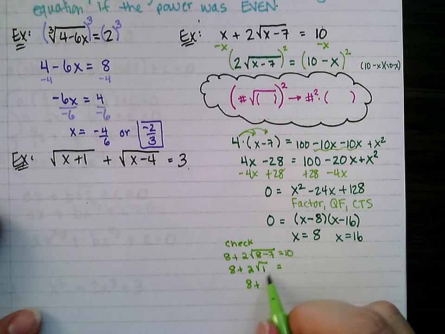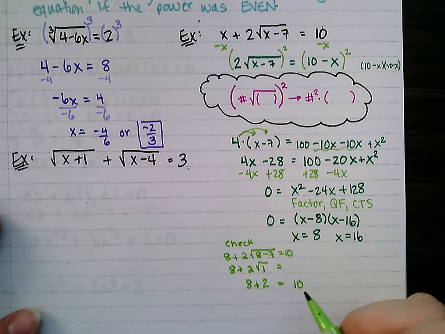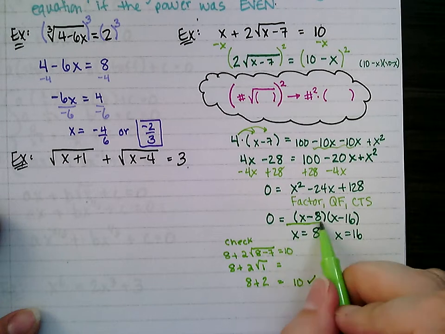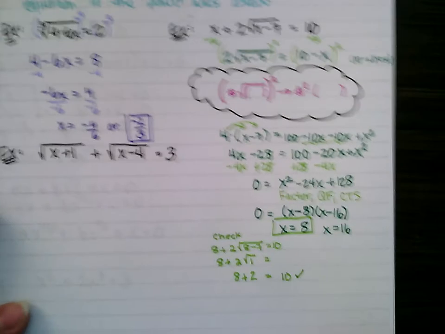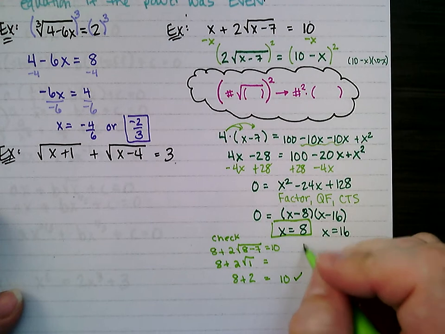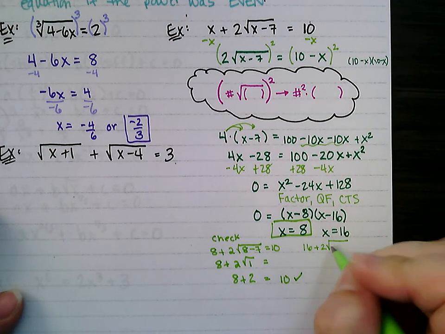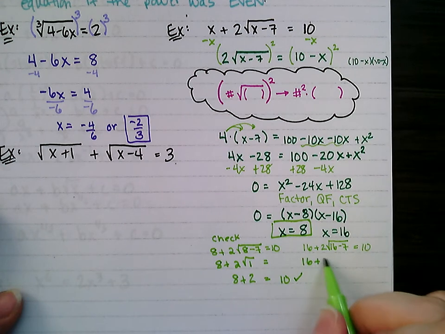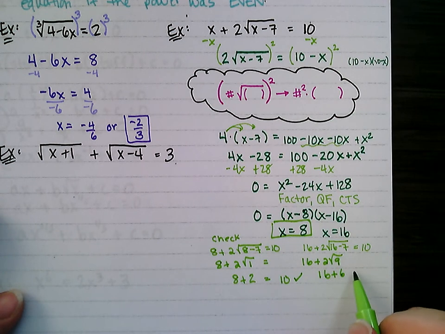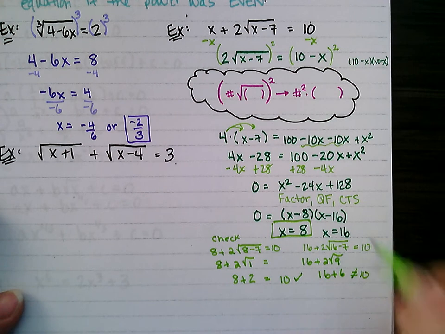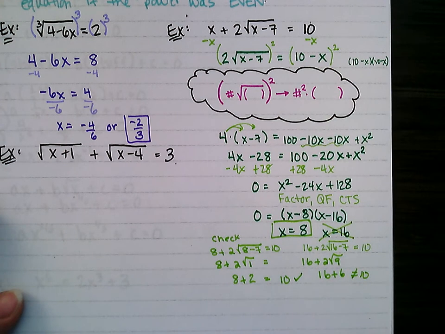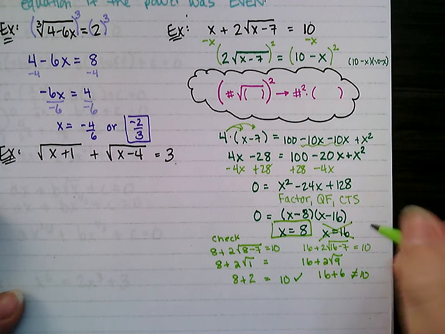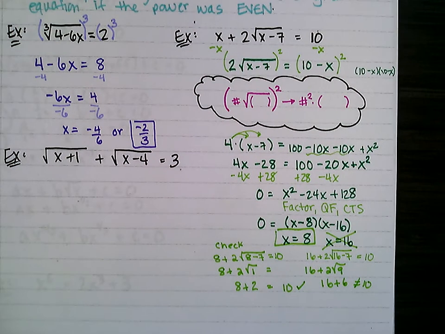That's 8 plus 2 times 1, which is 2. And that does equal 10. So x equals 8 works out. And I check this one. I have 16 plus 2 times square root of 16 minus 7 equals 10. So that's 16 plus 2 square roots of 9, which is 16 plus 6, which does not equal 10. So x equals 16 does not work. It's what we call extraneous. But x equals 8 is a valid solution to that equation.